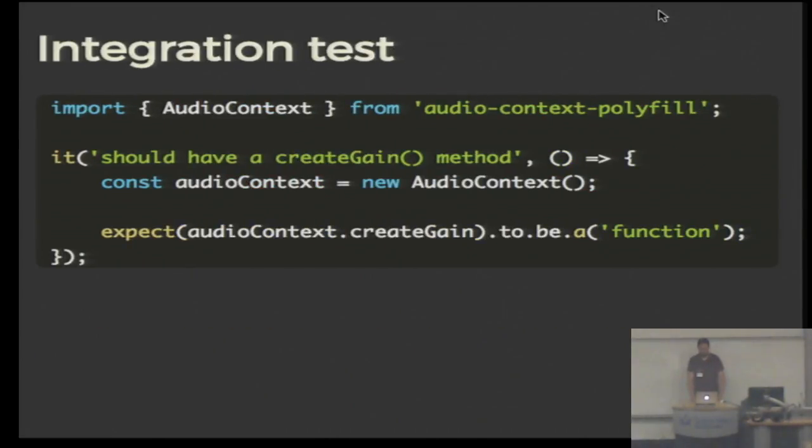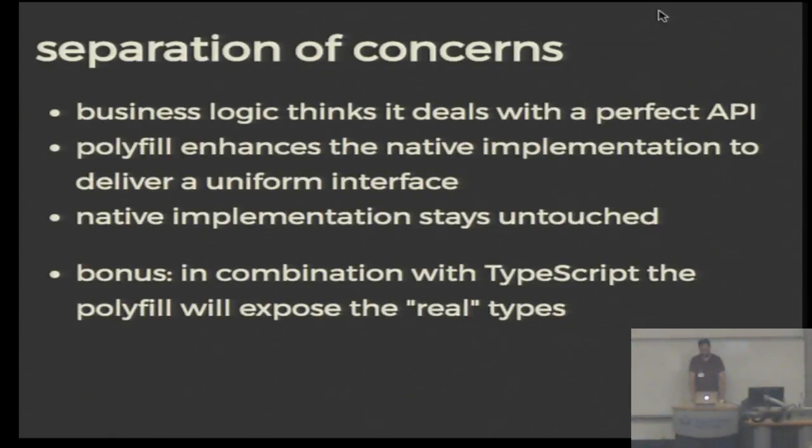And when you've done all that, on top of it, you write an integration test for your polyfill, which makes sure that your polyfill is actually behaving like it should. So we are not checking the behavior on the patched audio context because we don't patch it anymore. We just check it on the polyfill. And with that, we have a nice separation of concerns. So we have the business logic, which is just thinking that it deals with the perfect API, because of course we never will have a perfect API, but from the business logic's perspective, it looks like it.